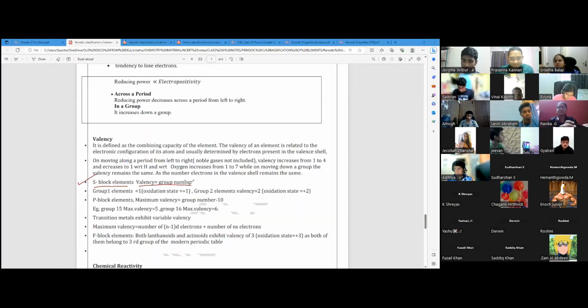Group 1 elements, valency is 1. Group 2 elements, valency is 2. Okay. P block elements, maximum valency is group number minus 10.